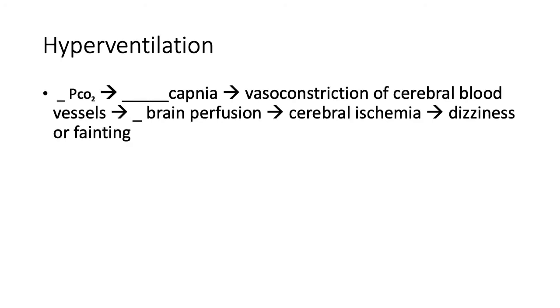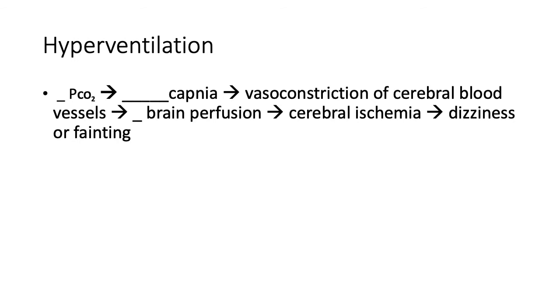If a patient is hyperventilating, their respiratory rate has increased above normal. So what do you think will happen to the partial pressure of carbon dioxide in your arteries? It will decrease, which will lead to hypocapnia. Hypocapnia causes the blood vessels in your brain to constrict, so vasoconstriction of cerebral blood vessels occurs. And this will decrease brain perfusion. Remember, perfusion is blood flow to a particular tissue, so in this case we have a decrease in brain perfusion.